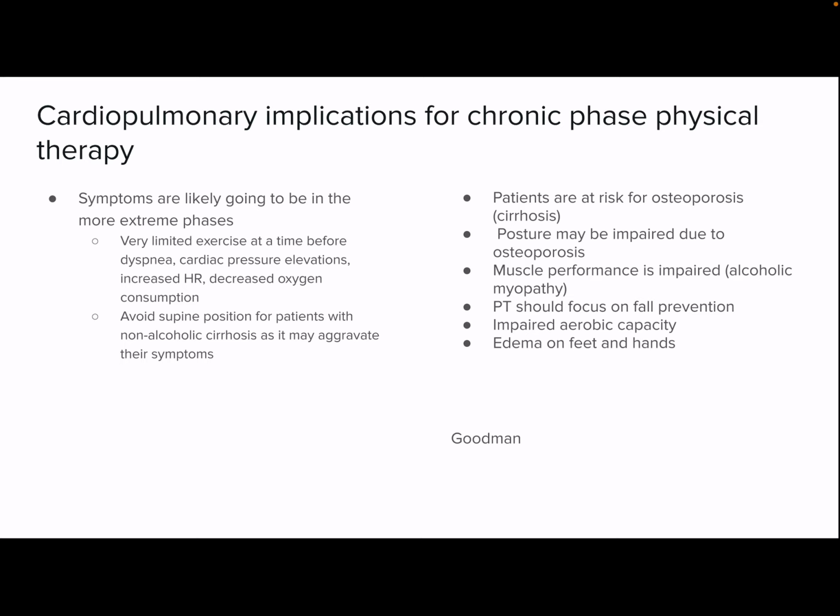Patients are at risk for osteoporosis, especially if they had cirrhosis. Posture may be impaired due to this osteoporosis, so it might actually be a way to catch the osteoporosis. Muscle performance might be impaired in alcoholic myopathy. And PT should focus on fall prevention because obviously osteoporosis is going to negatively impact outcomes if they fall.